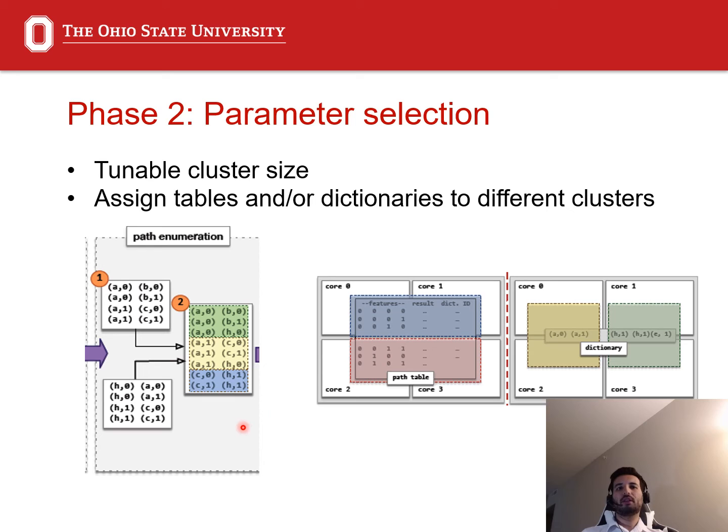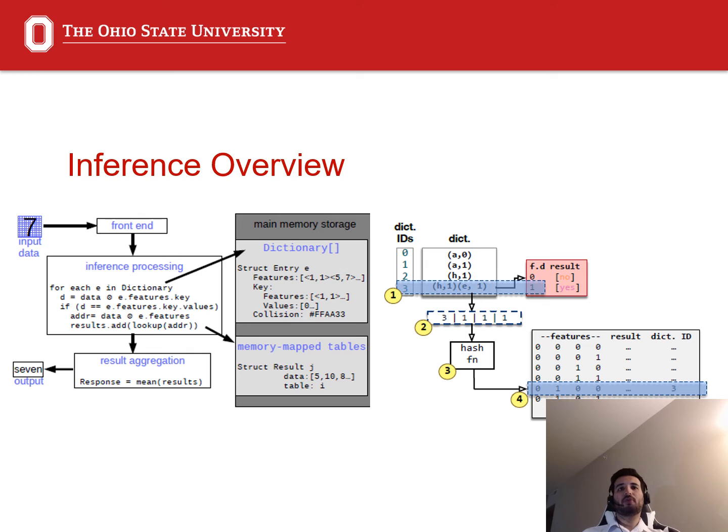So finding the right value for this parameter is essential for the algorithm, as well as the dictionaries and the table entries can be split into multiple cores, and they can be split separately or together. More details on this are in the paper, but the second phase of the algorithm searches the space for the ideal set of parameters for this. Before discussing phase 3 of the algorithm, it is necessary to understand how inference is made.